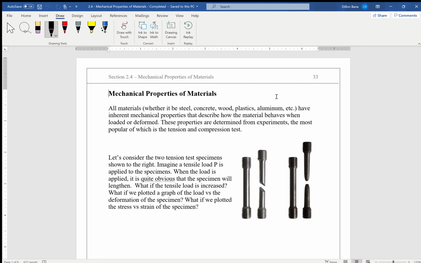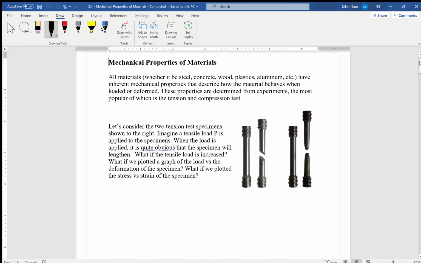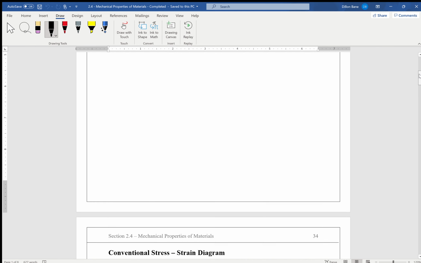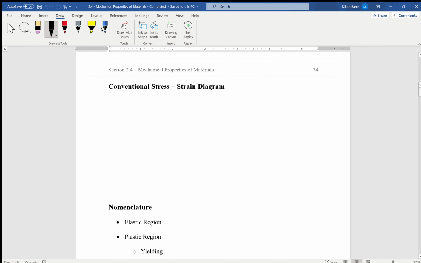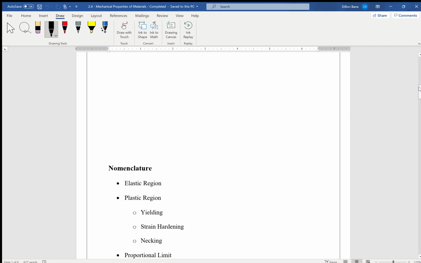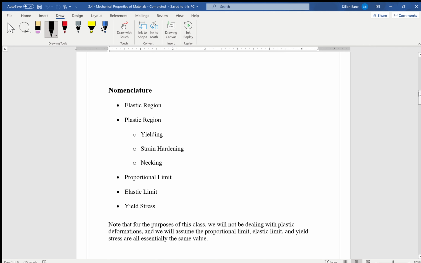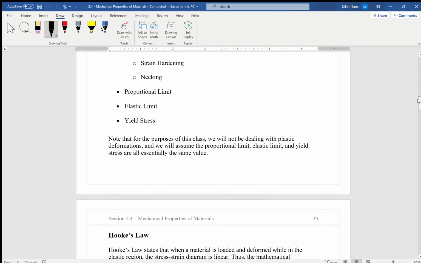Today we are going to be looking at the final couple problems of our section 2.4, which is the mechanical properties of materials. On Thursday during class, we went through our introduction to mechanical properties. We drew stress strain diagrams, and we defined some of the important points along those stress strain diagrams.